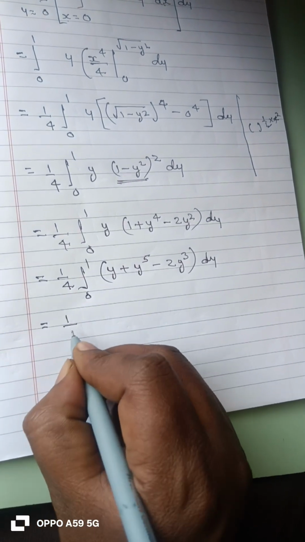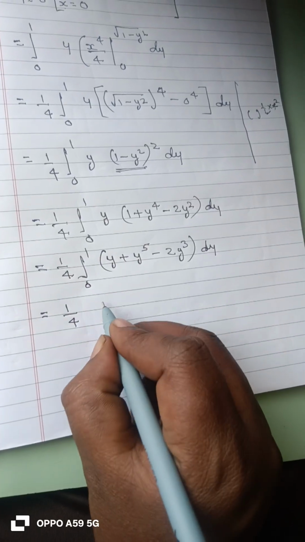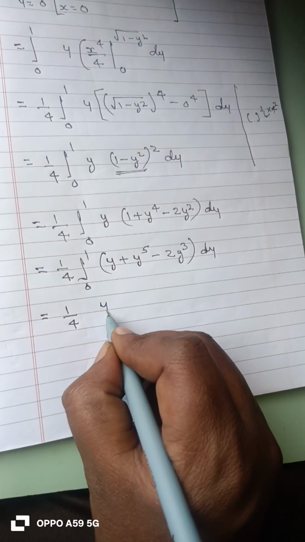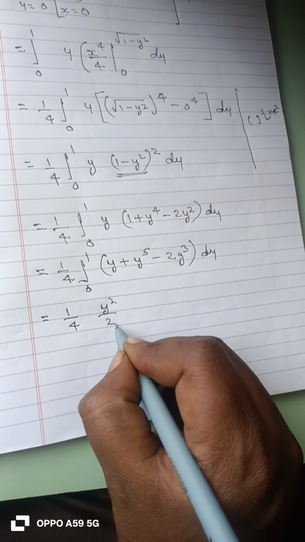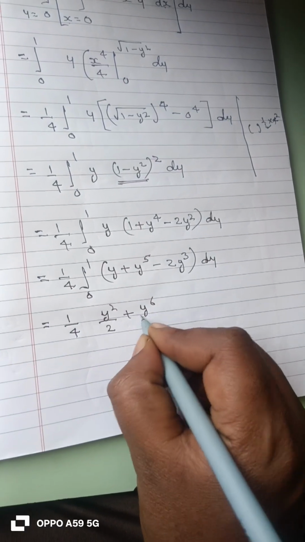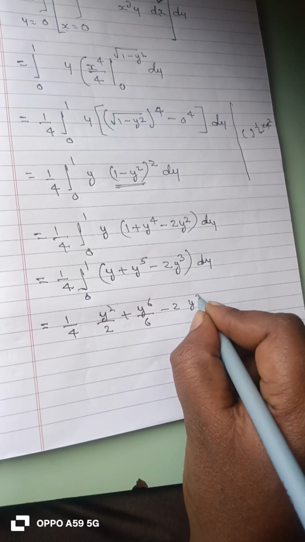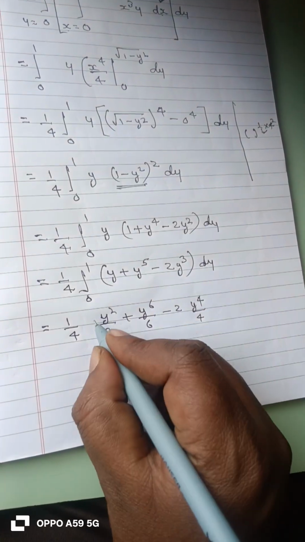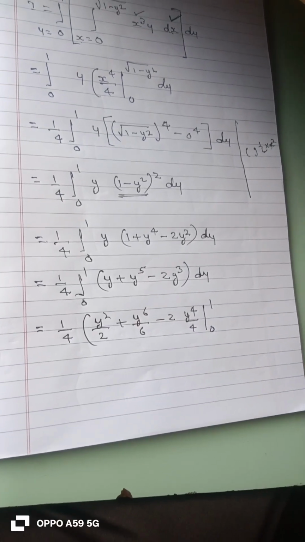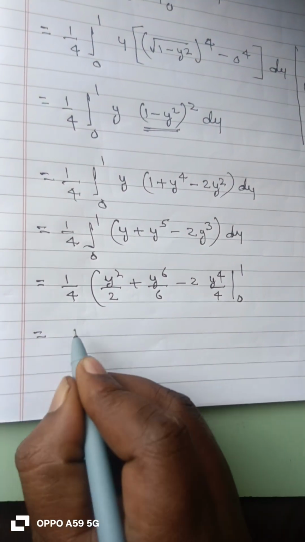You can observe in this place there are no like terms to add or subtract. Now you can do the integration directly, 1 by 4, so the integration of y will become y square divided by 2 plus y power 6 divided by 6 minus 2 y to the power of 4 divided by 4. The entire thing is under 0 to 1. Now you can apply the limits and solve, then you will get the answer.